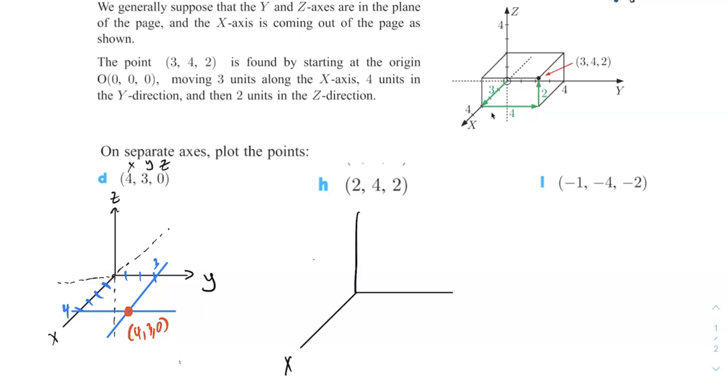So here's X, here's Y, here's Z. And what we're going to do is go 2 in our X. So let's do the basic one first. We're going to go 2 in our X. So 1, 2. So I'm right there.